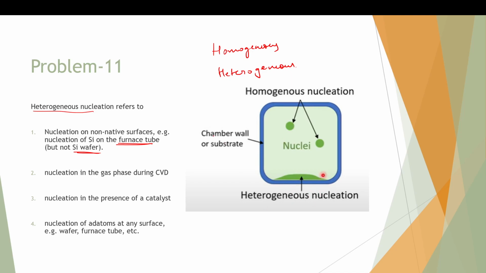Now this surface can be even the chamber wall or the substrate, wafer, anything, or even the pipes. So whenever it forms on the wafer, then such nuclei are called heterogeneous nuclei. So fourth is the correct answer.